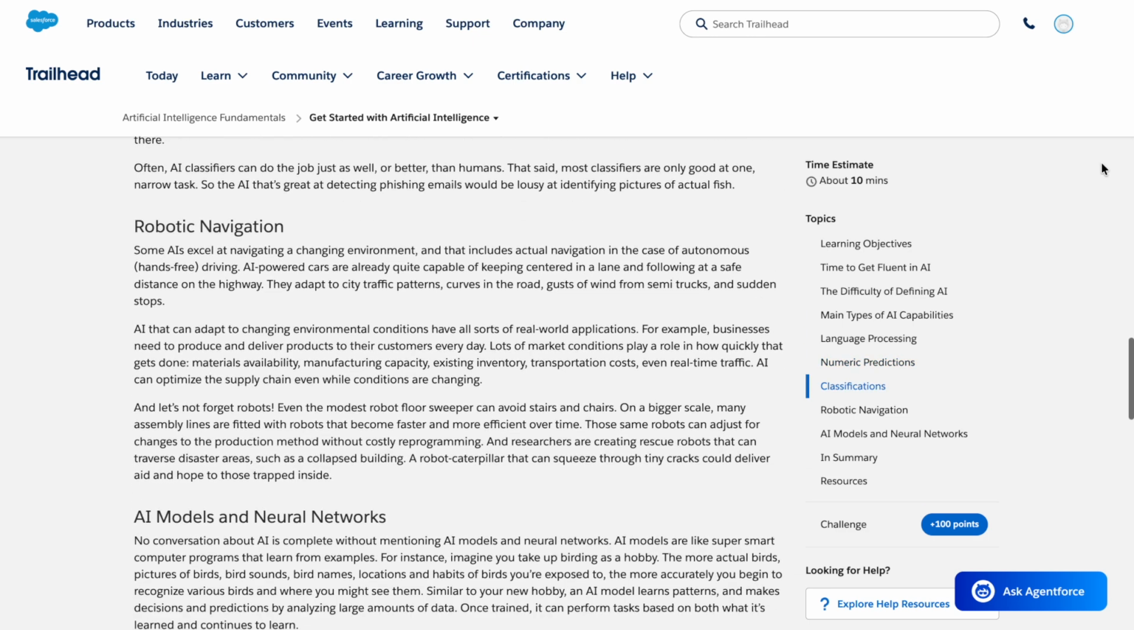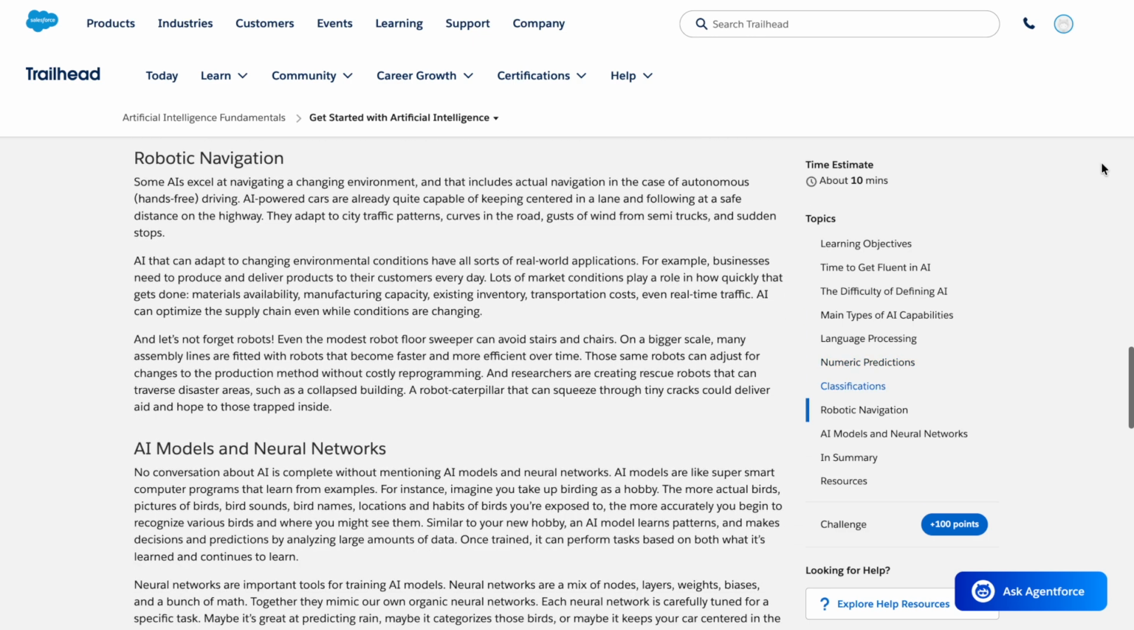Robotic navigation. Some AIs excel at navigating a changing environment, and that includes actual navigation in the case of autonomous, hands-free driving. AI-powered cars are already quite capable of keeping centered in a lane and following at a safe distance on the highway. They adapt to city traffic patterns, curves in the road, gusts of wind from semi-trucks, and sudden stops. AI that can adapt to changing environmental conditions has all sorts of real-world applications.